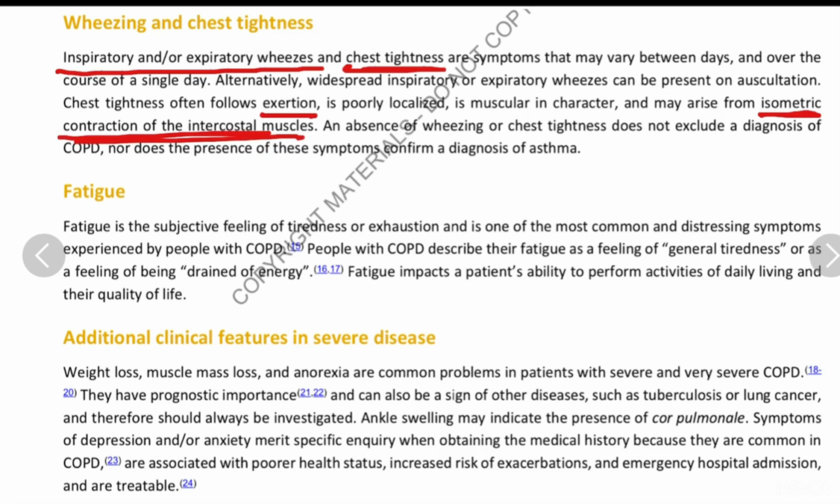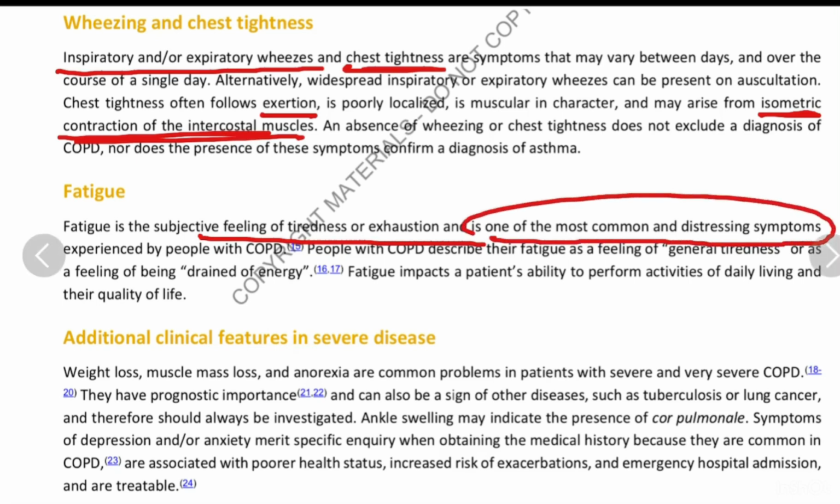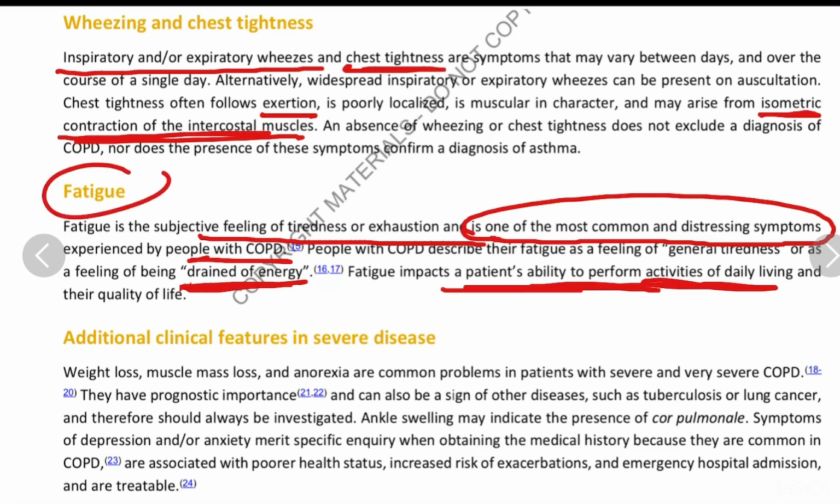So now they are telling about fatigue. Fatigue is the subjective feeling of tiredness or exhaustion and is one of the most common and distressing symptoms experienced by patients with COPD. People with COPD describe their fatigue as a feeling of general tiredness or of being drained of energy. Fatigue impacts the patient's ability to perform activities of daily living and quality of life. Very, very important. So yes, this is also an important symptom.